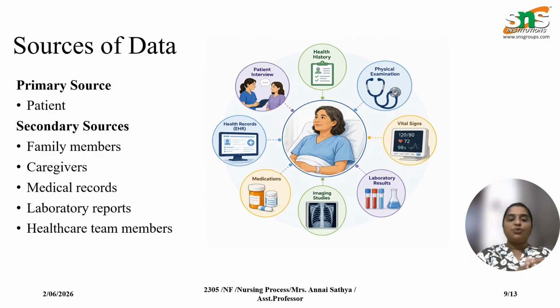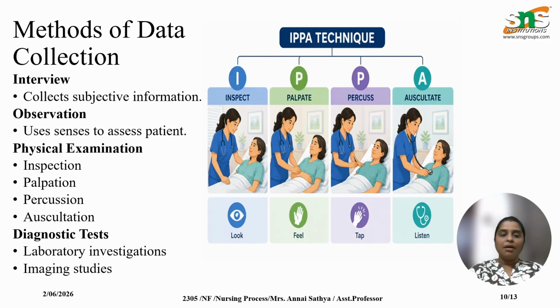So next we move on to the sources of data. Here we have two sources. One is the primary source, another one is the secondary source. The patient is the primary source of data. Additional information can be obtained from the family members, caregivers, medical records, laboratory reports, and other healthcare professionals. Using these multiple sources helps nurses to obtain a complete understanding of the patient's condition.